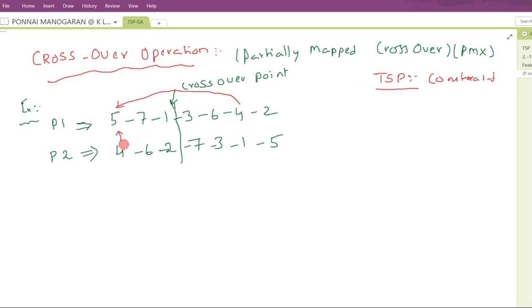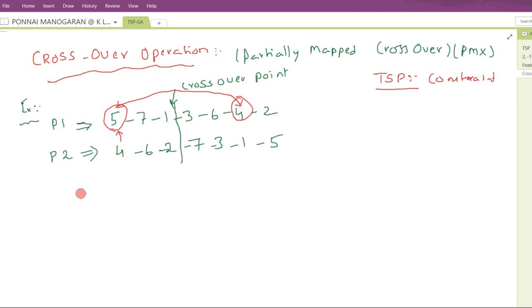So if you transfer the 4 to the same position, it will violate with this. So these two will be violated. If you transfer the 4 in the above parent, it will violate. So before transferring, you have to swap the positions of this 5 and 4. So after swapping only, you need to perform the transformation.